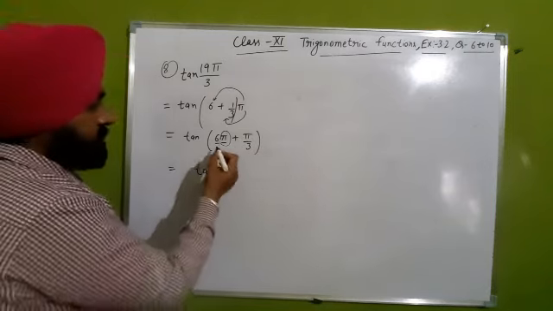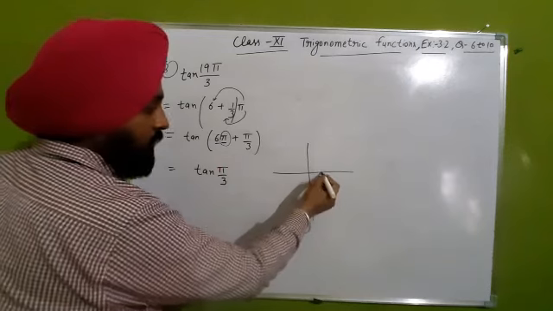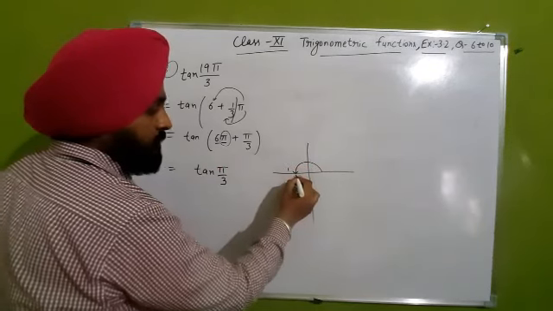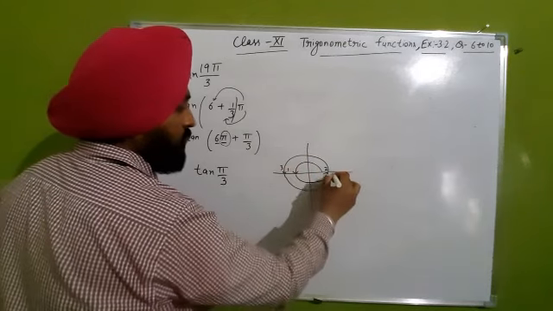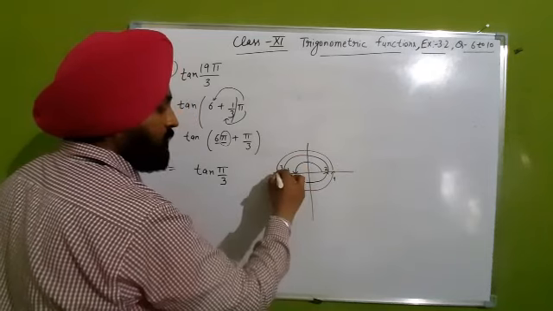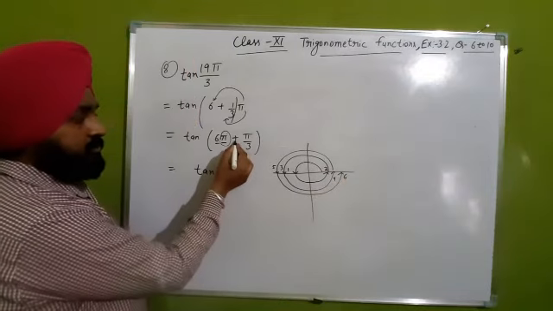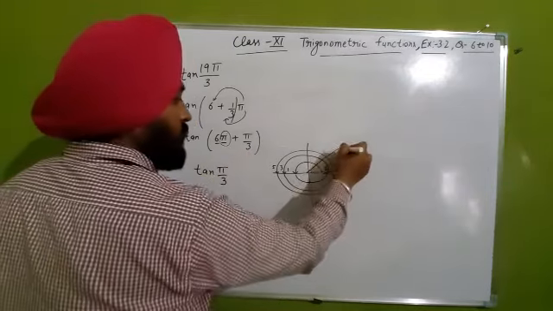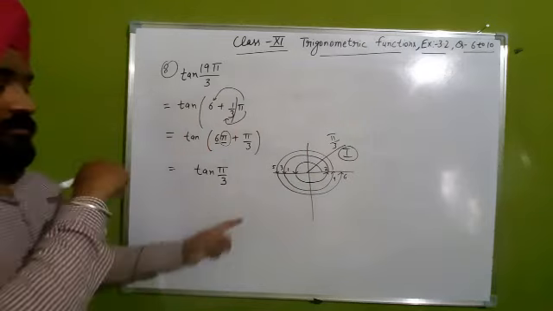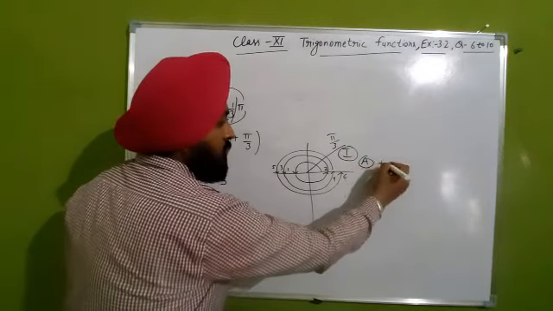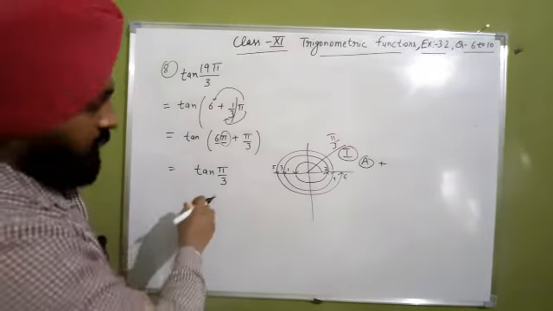Now check. We have to check in which quadrant this angle lies. 1 times 180 degrees, 2 times 180 degrees, 3 times, 4 times, 5 times 180 degrees, then 6 times 180 degrees. But check the positive sign there, that means it will lie in the first quadrant. In the first quadrant pi by 3 will be there. So in the first quadrant we know that all the trigonometric functions are positive, so tan will remain positive there. Clear?